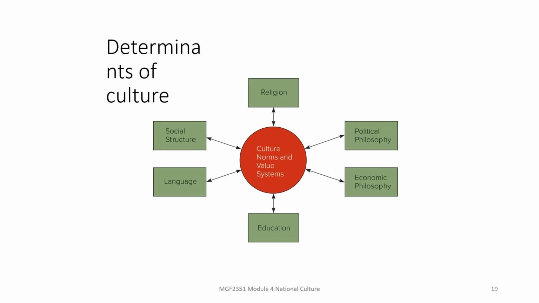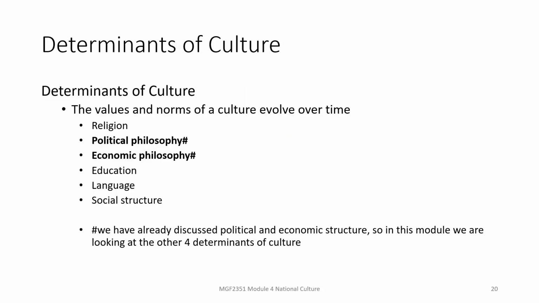Well, let's look at all of those and how they might play out. We talked about political philosophy and economic philosophy in the previous 2 models. We talked about how those things determine the way a society operates. So I'm going to focus today on religion, education, language, and social structure as the determinants of culture that we're interested in for this week.